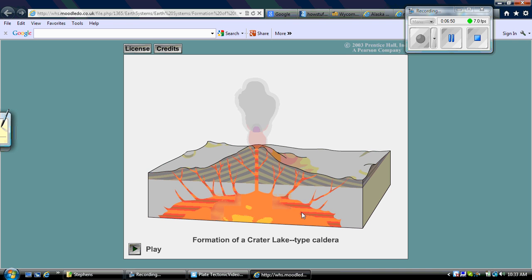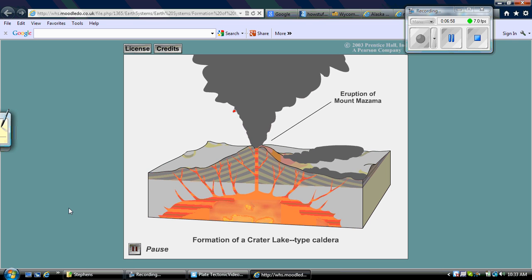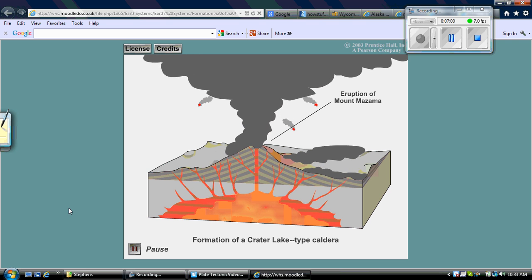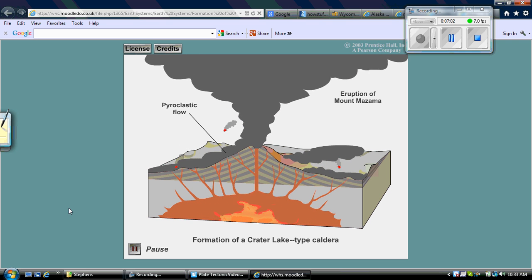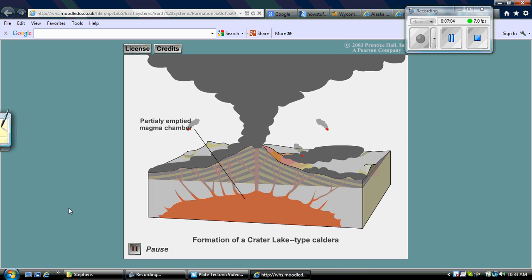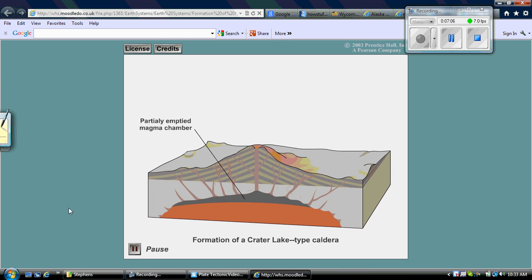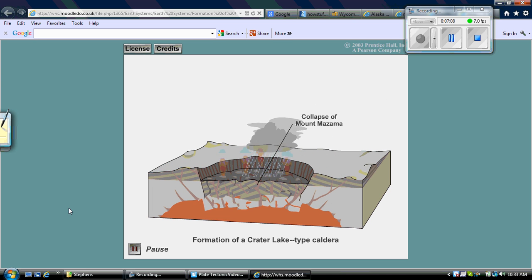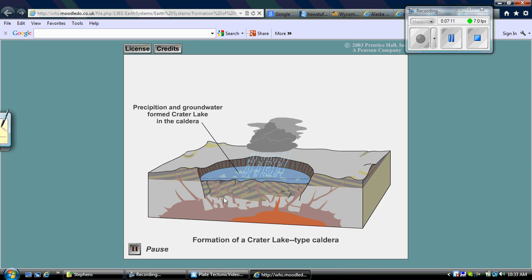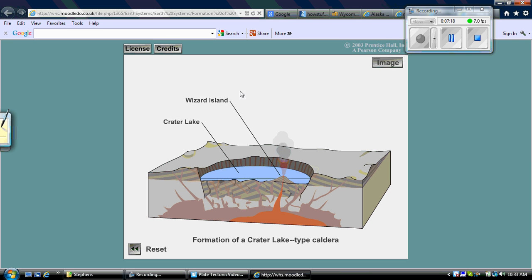Okay, so here we have our magma chamber. We have a lot of dikes. Here's the volcanic neck that's forming the volcano, and we're going to see how an eruption happens, with some tephra coming down, some pyroclastic flow, and then the collapse of the volcano because it lost some of its mass from the magma coming up and getting released. So it collapses because it's too heavy. There's Wizard Island. And that's how Crater Lake formed.